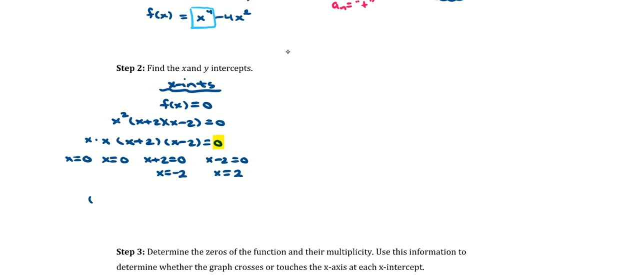So one x-intercept is 0, 0. Another x-intercept is negative 2, 0. And a third x-intercept is positive 2, 0. So this graph appears to have 3 x-intercepts, and hopefully that's something that we see when all is said and done.